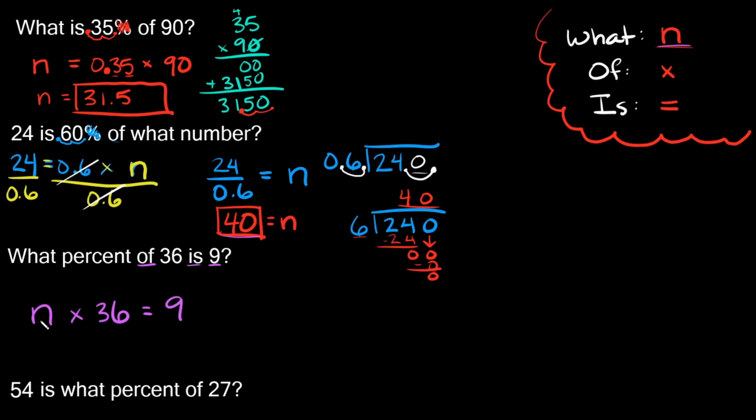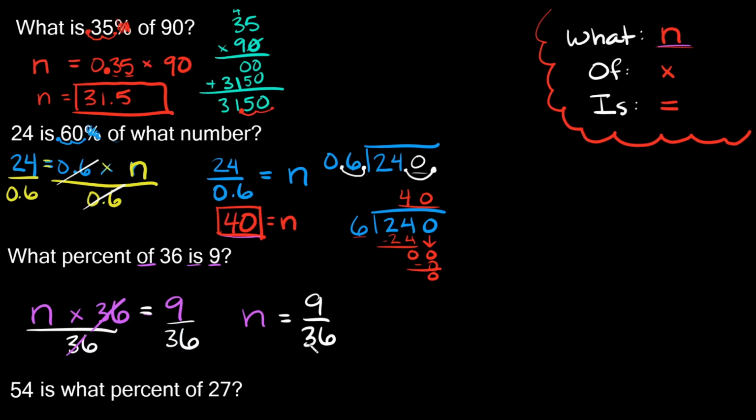Okay, so again, we want to isolate our variable right here. So we need to get rid of this times 36. In order to get rid of it, we're going to divide by 36. Okay? And what you do to one side of an equation, you do to the other, right? Now, these 36s cancel each other out. So on this side of the equation, I'm just left with n. And then that's equal to 9 over 36. Right, so n is equal to 9 over 36.